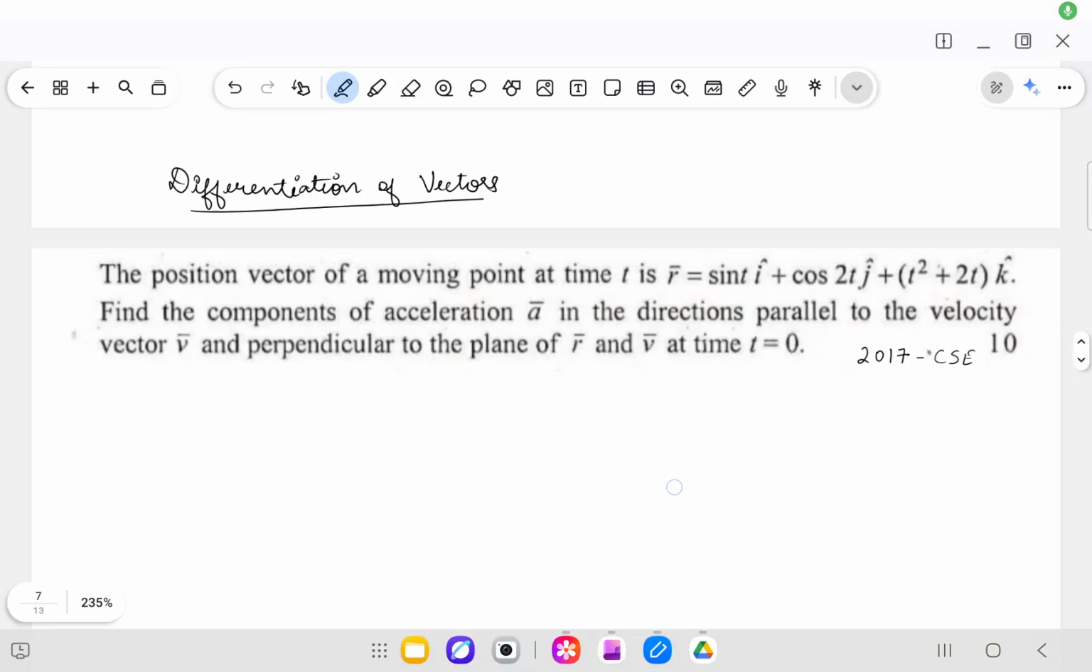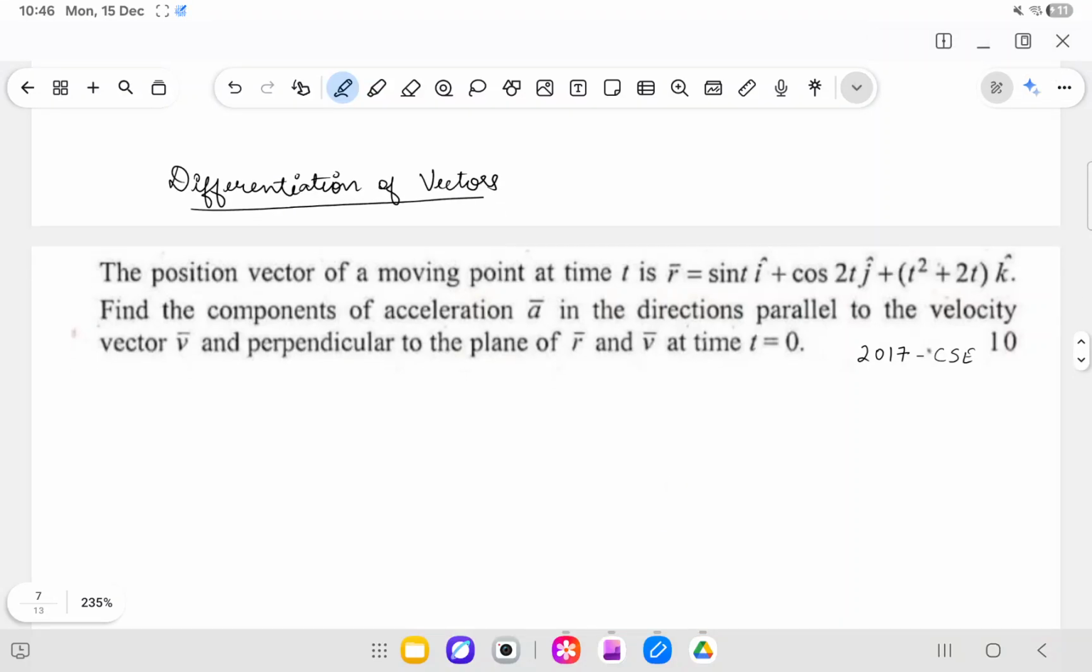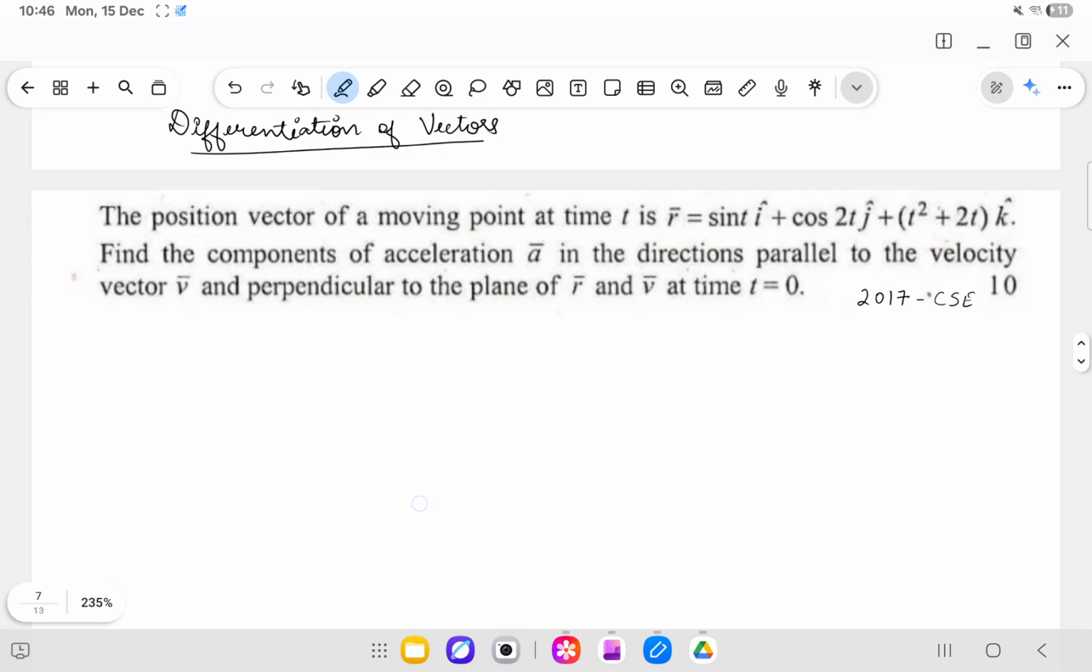So hello everyone, today we'll see questions related to differentiation of vectors. There were only 5 questions asked on this topic, 3 in civil services examination and 2 in forest service examination, and these questions are pretty easy, so let's see them one by one.